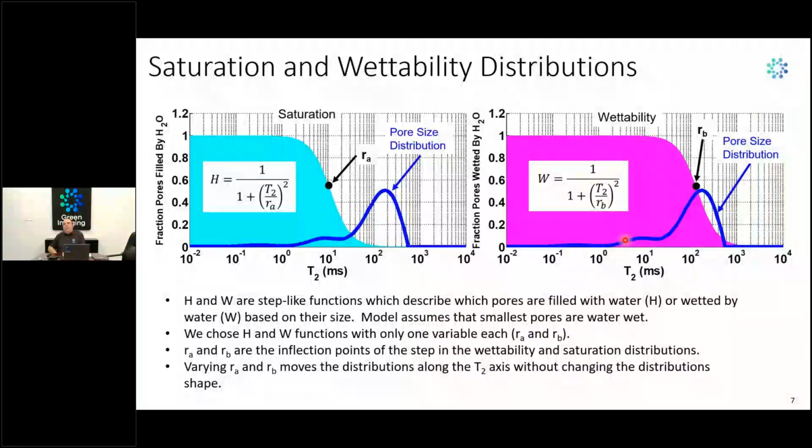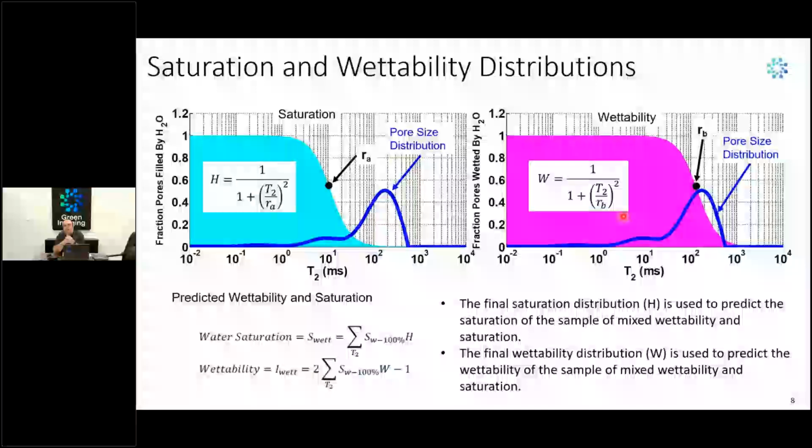So once I've established what the right H and W functions are, they can then be used along with these equations here to predict the wettability. And very importantly, this method also gives you a way to predict the brine saturation of your mixed wettability sample. This will become really important. This is one of the keys to this method: it doesn't just give you a wettability, it also gives you a prediction of the water saturation in a mixed wettability sample.